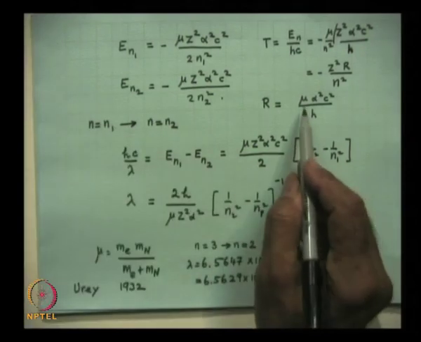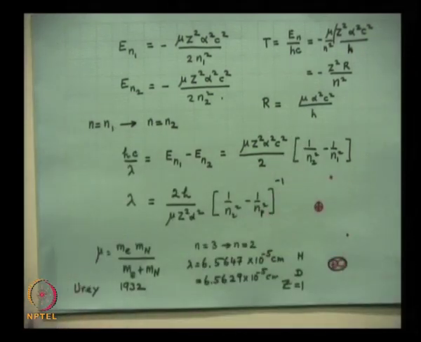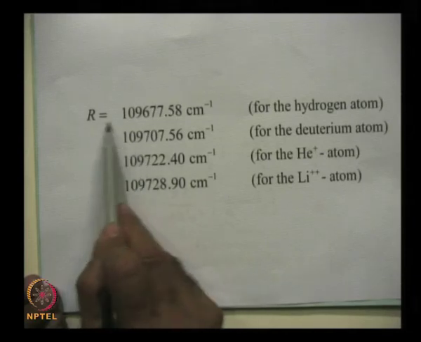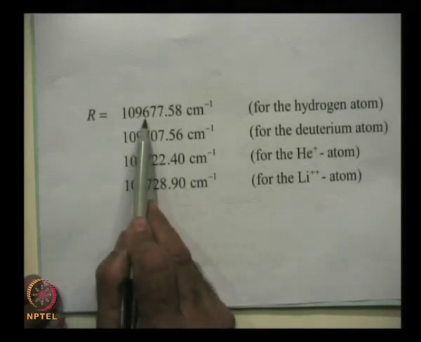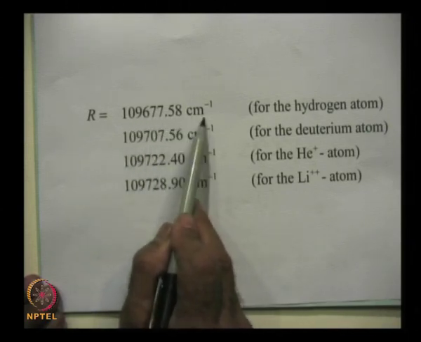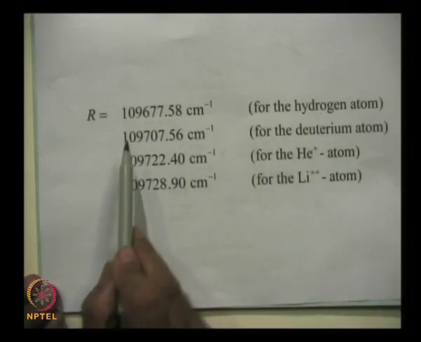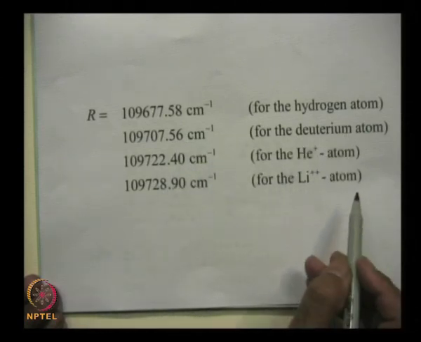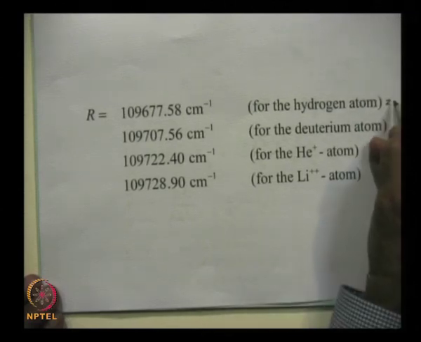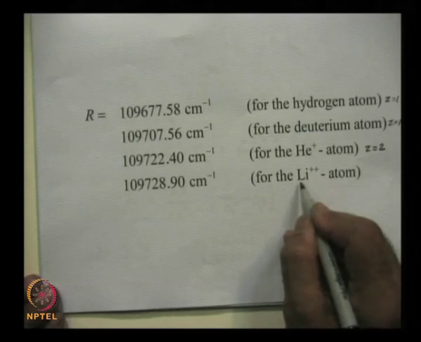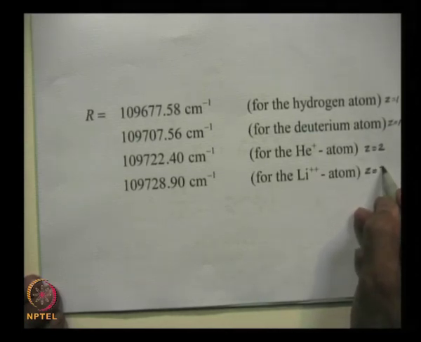And because of the slight difference in the reduced mass, the value of the Rydberg constant is slightly different. The Rydberg constant is 109677.58 centimeter inverse for the hydrogen atom, and 109707.56 centimeter inverse for the deuterium atom. Both of them have z equal to 1. This is z equal to 2 for the helium plus atom, and this is the doubly ionized lithium atom, in which z is equal to 3.